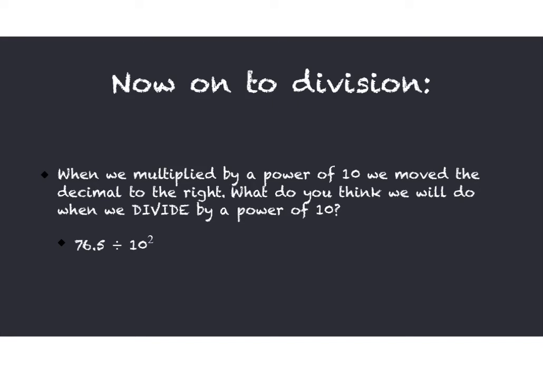So now let's move on to division. When we multiplied by a power of 10, we moved the decimal to the right. What do you think we will do to the decimal when we divide by a power of 10? Think about that. When we multiplied, we moved to the right. Now we're going to divide. So which way do you think the decimal is going to move? That's right. It's going to move to the left.